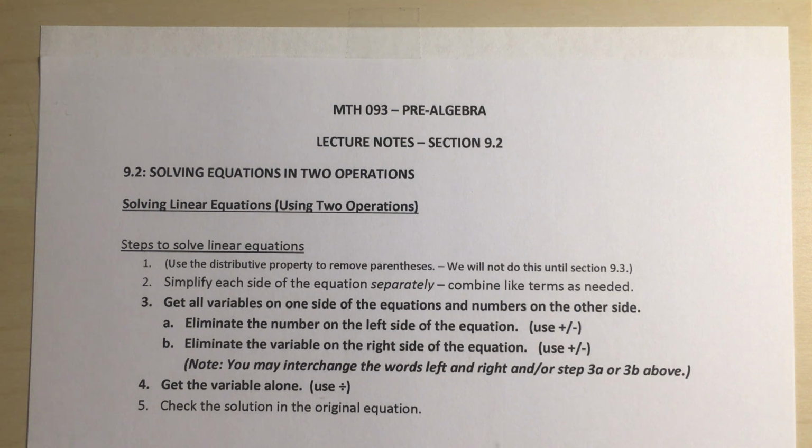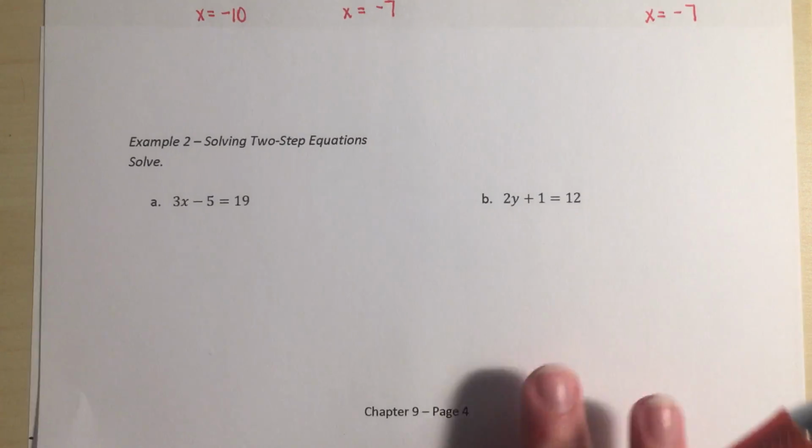So we're going to be working on getting rid of the number on one side of our equation, and getting rid of the variable on the other side. Whatever the case may be, whether we have multiple numbers or multiple variables in our problem, we make sure that we only have variables on one side of our equation and numbers on the other, and then we finish these off by division. So we're going to start with example 2 at the bottom of this page.